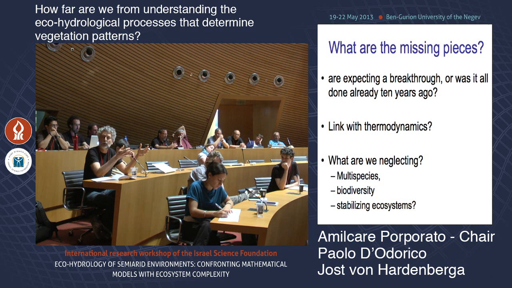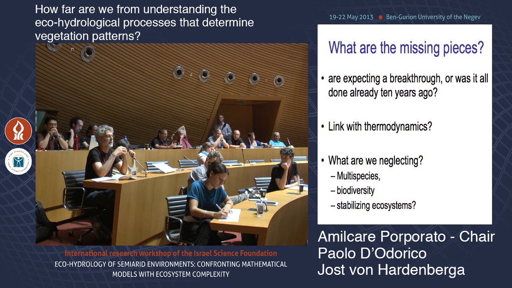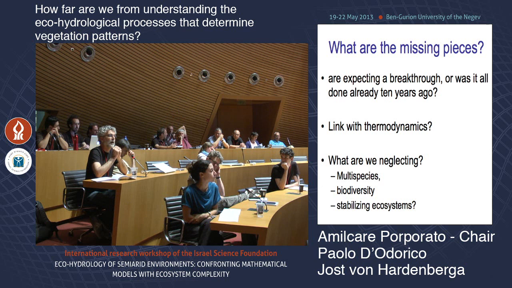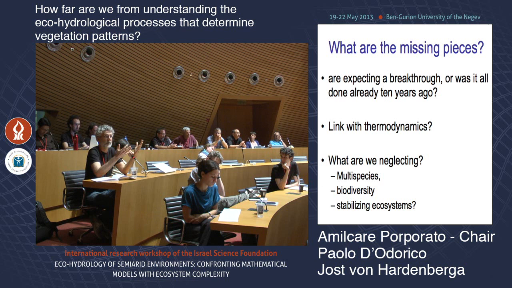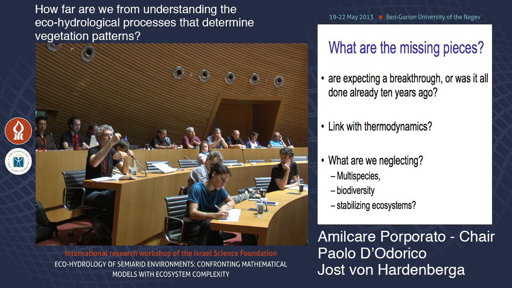We usually talk about bistability of two states, the spot pattern and the bare soil, or the gap pattern and the periodic and uniform vegetation. But in fact, we have many, many more intermediate or hybrid states. And actually, this should also change the concept of regime shifts, because regime shifts are not necessarily between two alternative stable states, because there are all those intermediate states in between. And those regime shifts can probe these intermediate states.